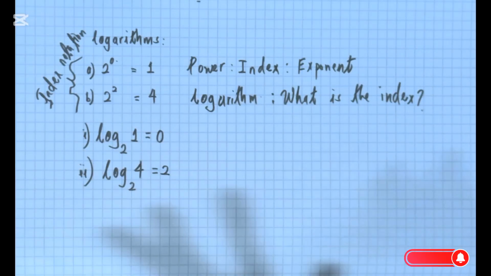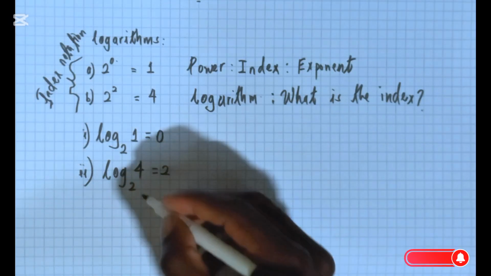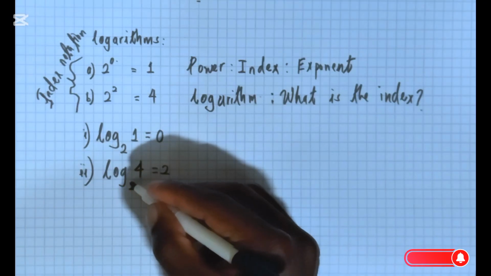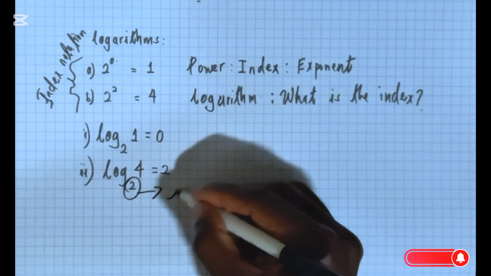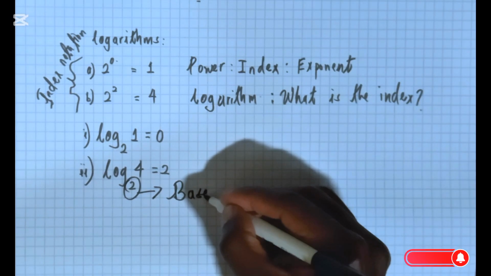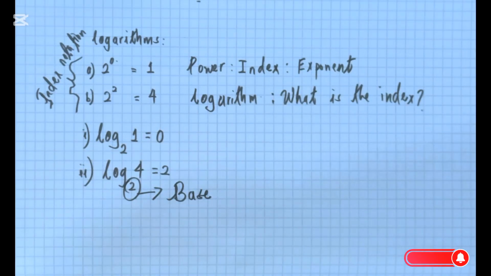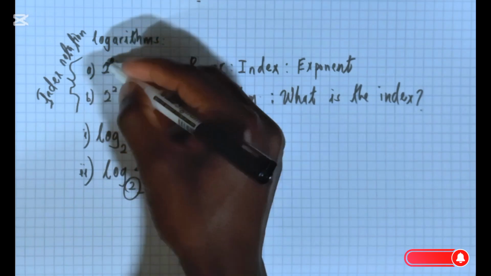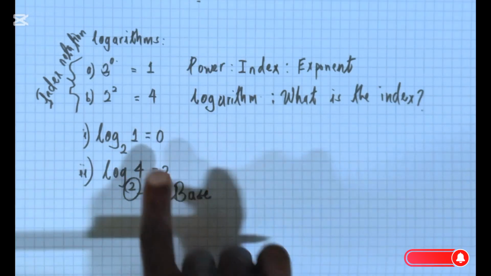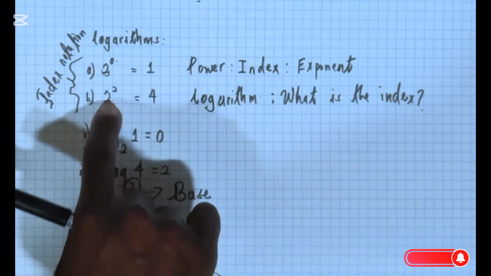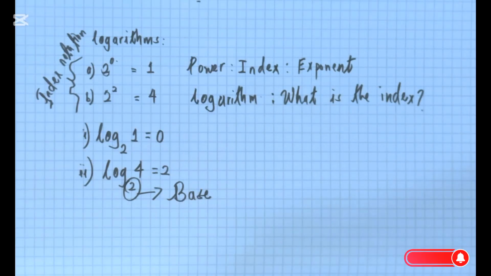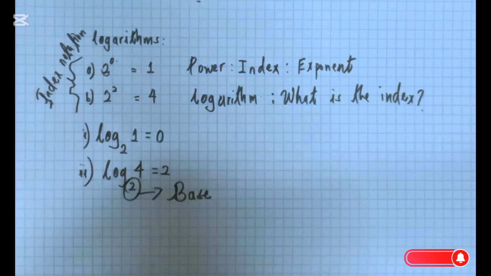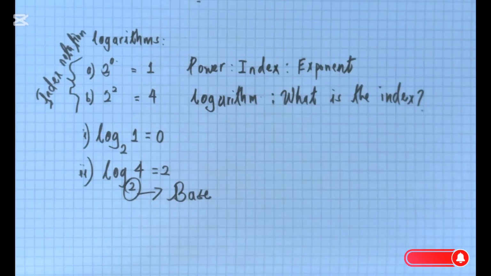So one thing I want to introduce in this particular class are the parts that form a logarithmic notation. So in the subscript area right here, this is what we call the base. The base is usually the common base when it comes to the indices. In this particular case it is 2, and you can see 2 here. So 2 in A and 2 in B is what we call the base. The number that is raised to a certain power is what we usually call the base.